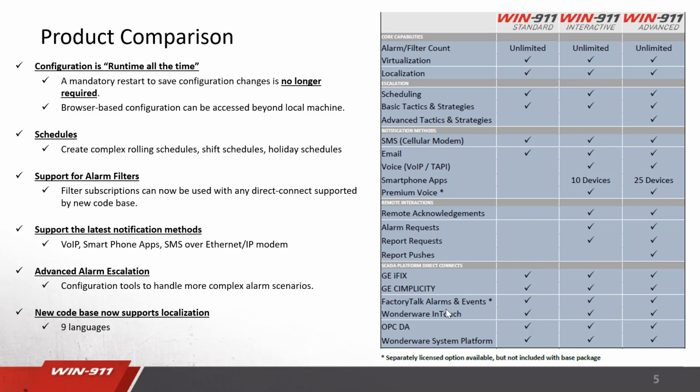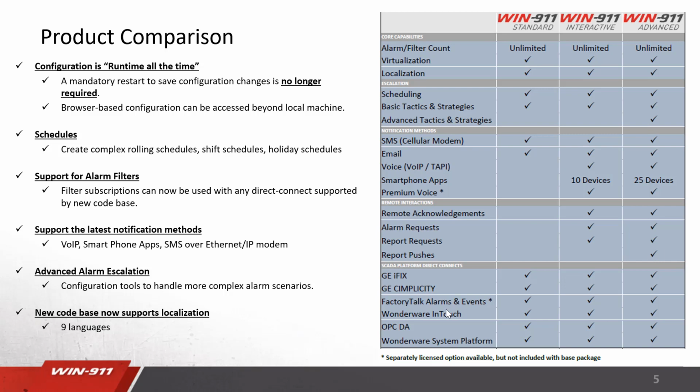Getting started here, let's talk about the product comparison of the new codebase Win911 on 3 license levels: standard, interactive, and advanced. So this product is now a runtime all the time. It's a browser-based configuration, which means that you no longer need to restart if you save any changes or updates. You can save them and they're automatically applied to the configuration.